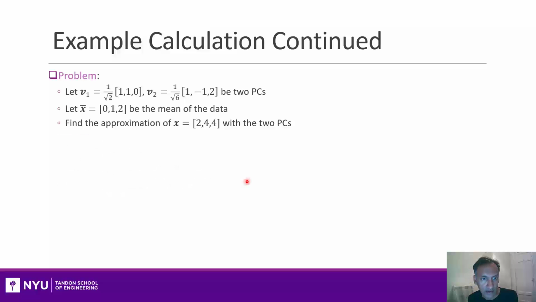Now, let's say I have these two vectors, the 2 principal components, and this vector was the mean of the data, and I wanted to find the approximation of some data record like 2, 4, 4. I just made up these numbers to make the calculation simple. It's not really representative of any real data. So what do you do? The first thing you do is take your data record and subtract the mean. So you get 2 minus 0, 4 minus 1, and 4 minus 2, which is 2, 3, 2.